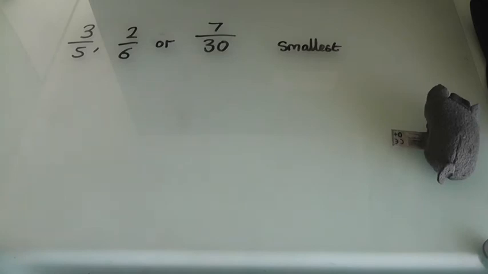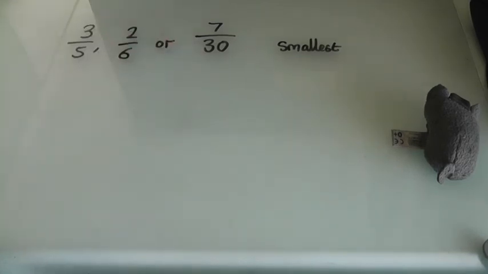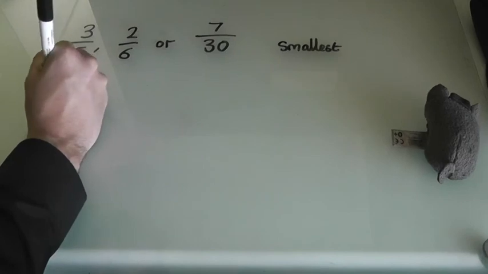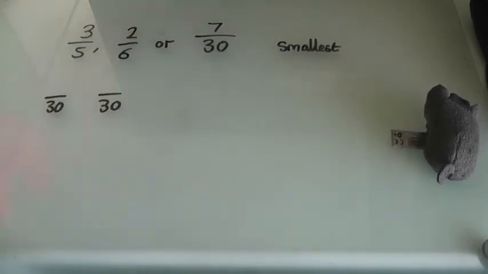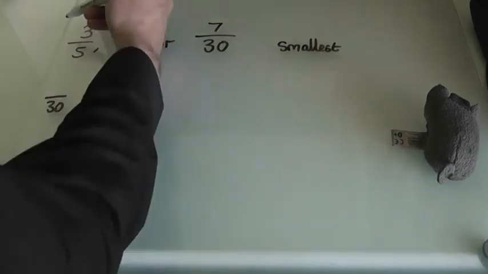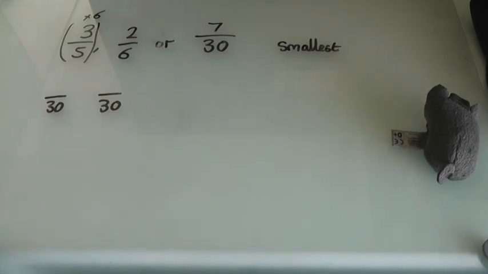Right, let's work this out then. So we've got 7/30, that's the one with the biggest denominator, isn't it? So can 5 go into 30? Yes, it can. Can 6 go into 30? Yes, it can. So for me, the easiest way to do it would be to get all the denominators as 30. So what do we times 5 by to get to 30? We times it by 6. So we have to times that whole fraction by 6.